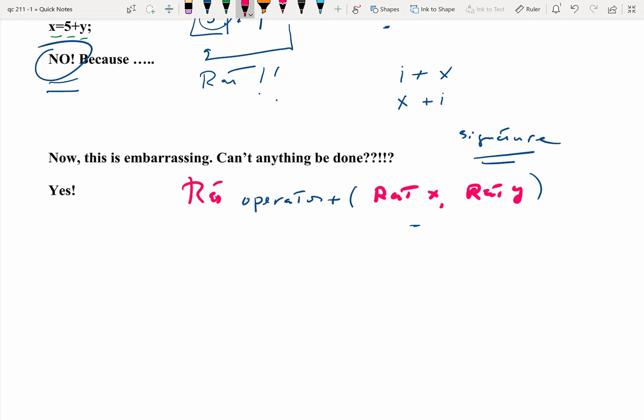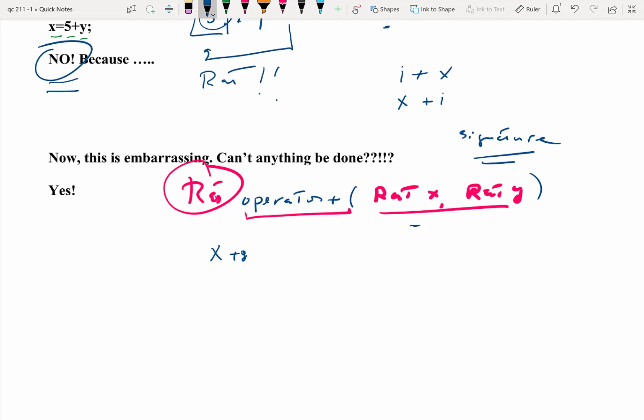So why is this overloaded? Well, first of all, it has a different parameter list. Before it only had one rat. And that's okay even if it has the same return type, it's still a different function, even though I'm using the same function name. Now, if I define it like this, then I can say x plus y.